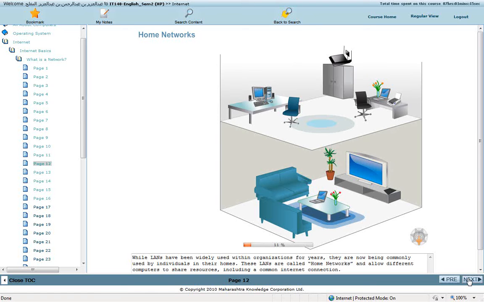While LANs have been widely used within organizations for years, they are now being commonly used by individuals in their homes. These LANs are called home networks and allow different computers to share resources, including a common internet connection.